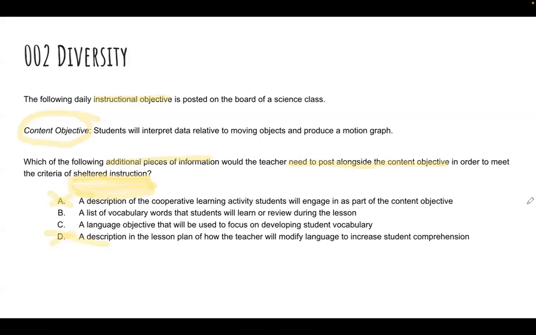B, the list of vocabulary words. Should we have a list of words that we might review during the lesson? Yes, but it's not going to be posted alongside the content objective. What must and always be posted alongside is the language objective. Your instructional objective or your academic objective or content objective, different campuses, different districts call it different things, they're the same. One of those with your language objective. You must have it in order to be in compliance with your ELPS, your English language proficiency standards.